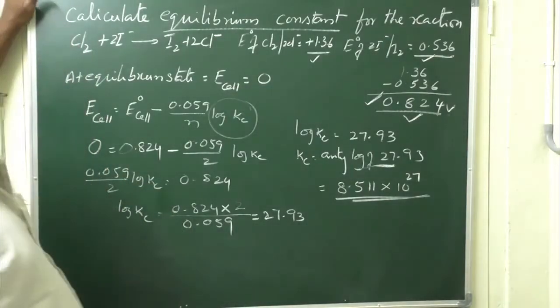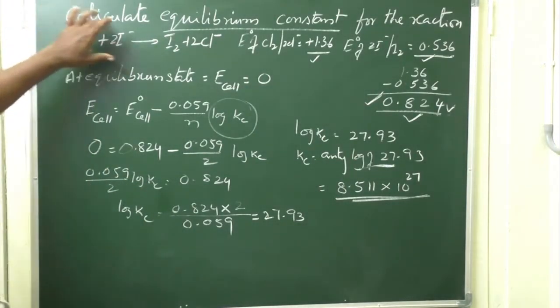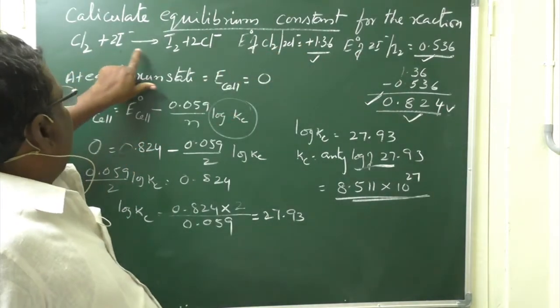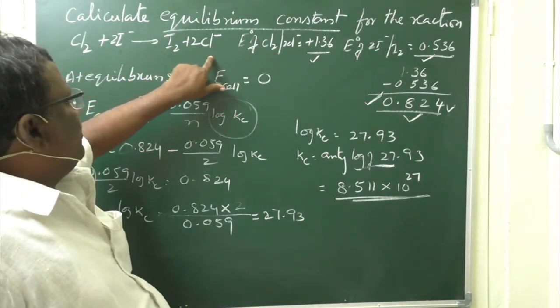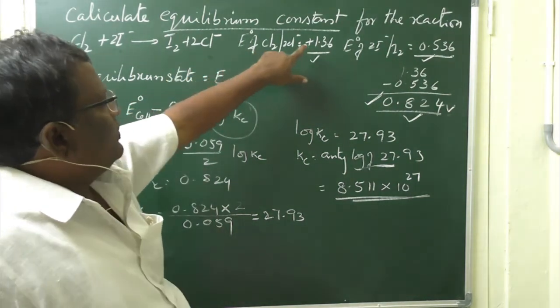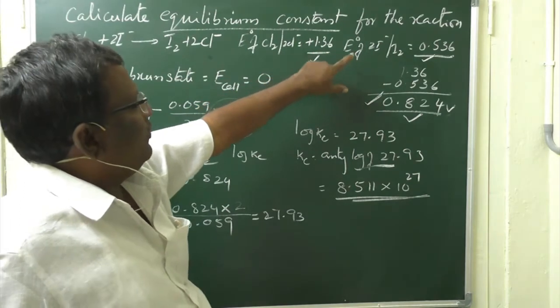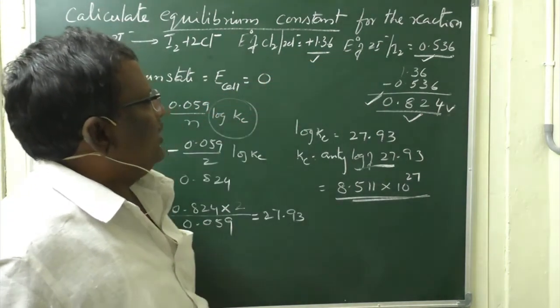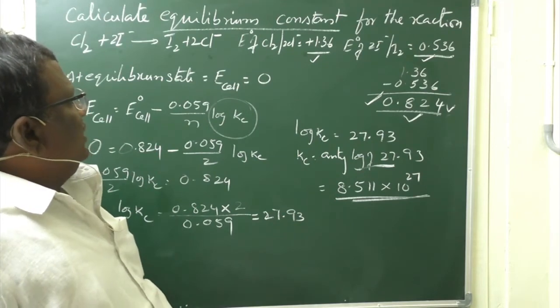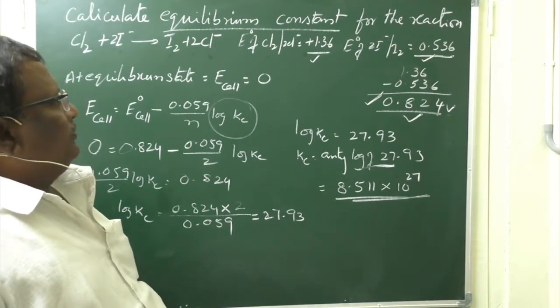So here we have one problem. Calculate the equilibrium constant for the reaction Cl2 plus I minus gives I2 plus 2Cl minus. E naught of Cl2 is plus 1.36 and E naught of I2 is 0.536. Now, they are asking for the equilibrium constant.